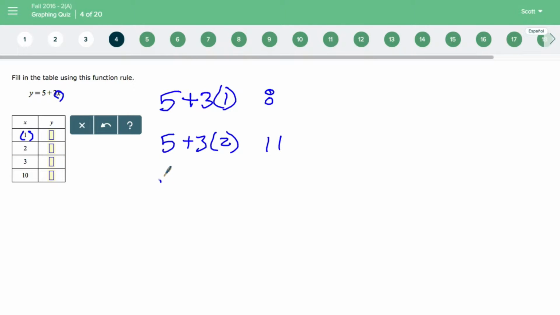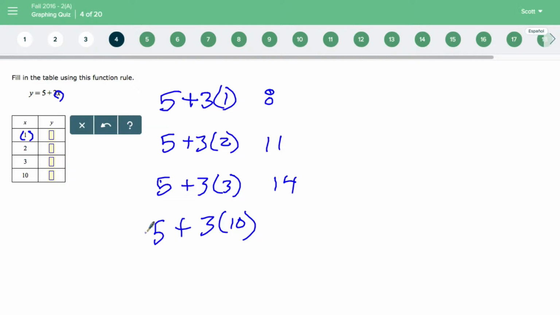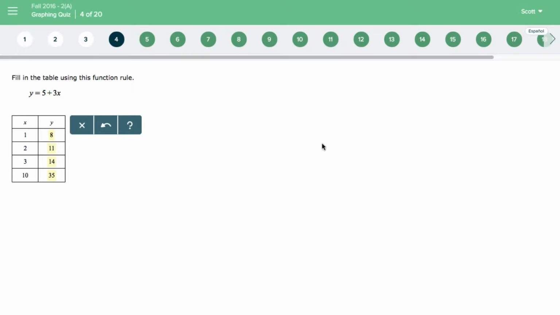5 plus 6 is 11. Now plug in a 3. 5 plus 3 times 3. 3 times 3 is 9. 9 plus 5 is 14. And 5 plus 3 times 10. 3 times 10 is 30, plus 5 is 35. So that gives us each one of the answers piece by piece. We have 8, 11, 14, and 35. Just plug them in. Make sure you do it in parentheses. Always follow the order of operations.